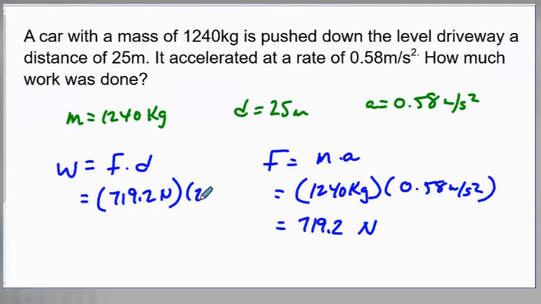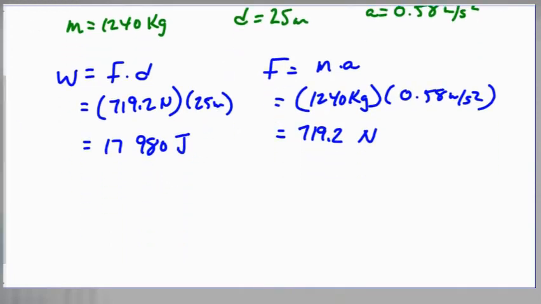We could now incorporate that into our work formula, multiply that by our distance, for an answer. Here we have 17,980 joules of work. Once again, we're starting to hit some really big numbers here, into the thousands. So frequently what would happen is this would be recorded in terms of kilojoules. So this would be 17.980 kilojoules of work.